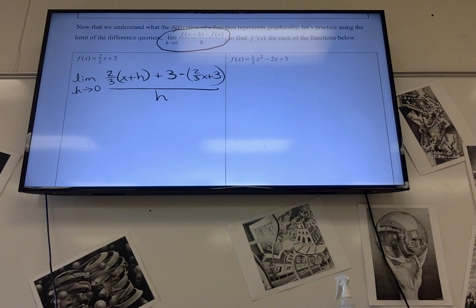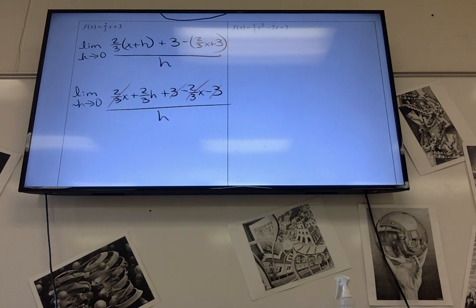Okay, so distributing, that gives me the limit as h approaches 0 of 2/3 x plus 2/3 h plus 3 minus 2/3 x minus 3. Oh, we get rid of 2/3 x. Yeah, stuff cancels. And the 3's. I'm proud of how this work looks. It looks beautiful.